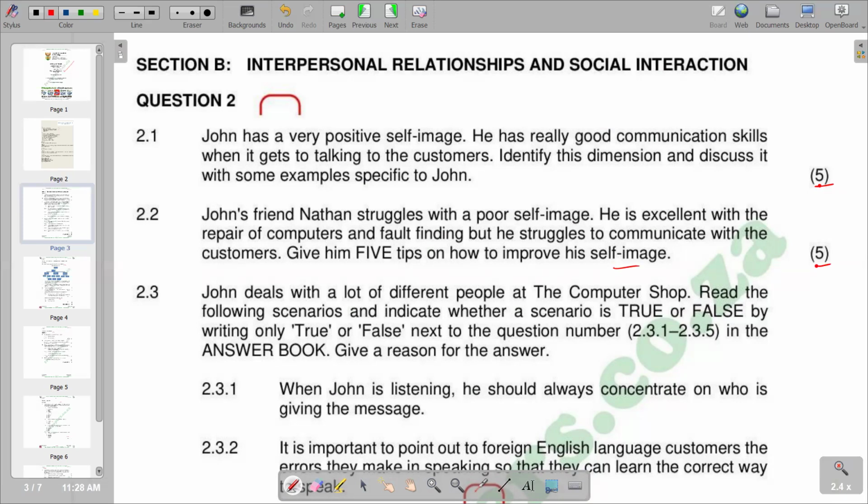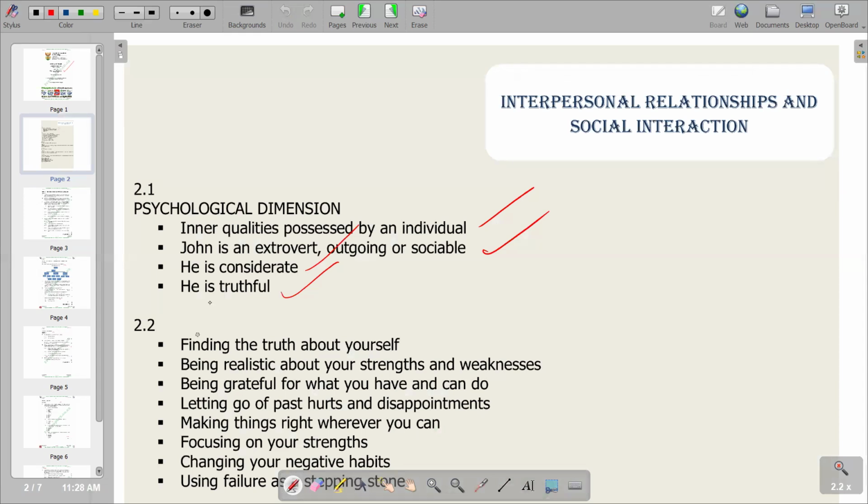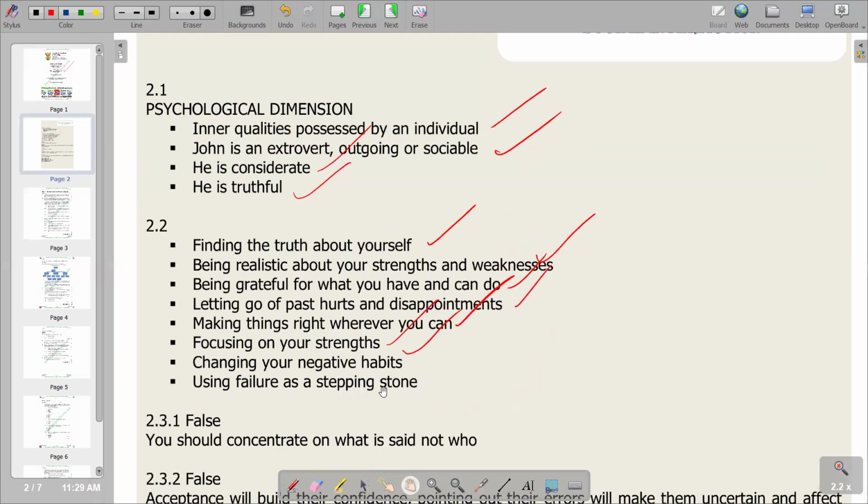The ways that can improve self-image are also mentioned in our other section, whereby we are saying you can improve your self-image by finding the truth about yourself. You can also do it through being realistic about your strengths and weaknesses, being grateful for what you have and can do, and letting go of past hurts and disappointments. Remember, if you keep your past hurts and disappointments, obviously it's going to draw you back. And then making things right wherever you can, focusing on your strengths, and changing your negative habits. The last point that we have is using failure as a stepping stone. So these are the points that we have for 2.2.